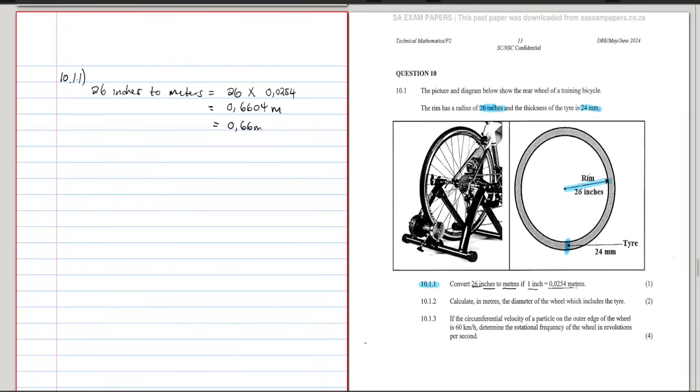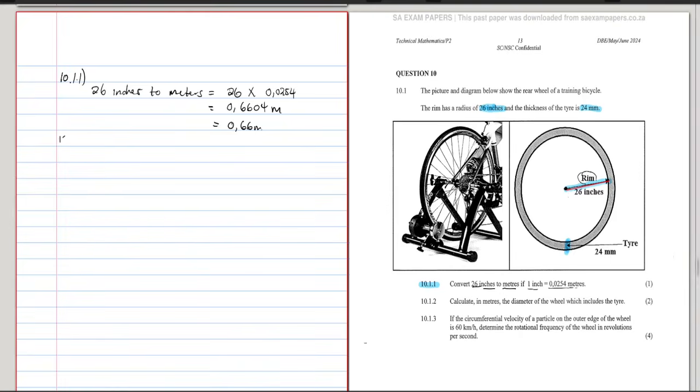That is for the radius of the rim, so it's the distance from here to there. Let me use red to highlight. I'm just re-emphasizing. Yes, it's shown on the diagram, but it's that red length from the center to the inner lining of the tire. So that's the radius, 0.66. Next question.